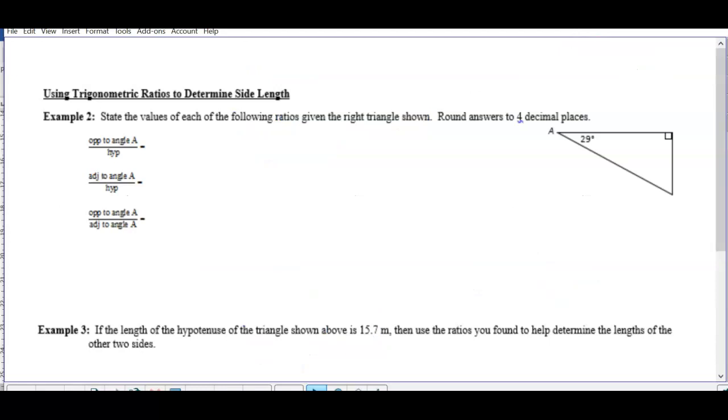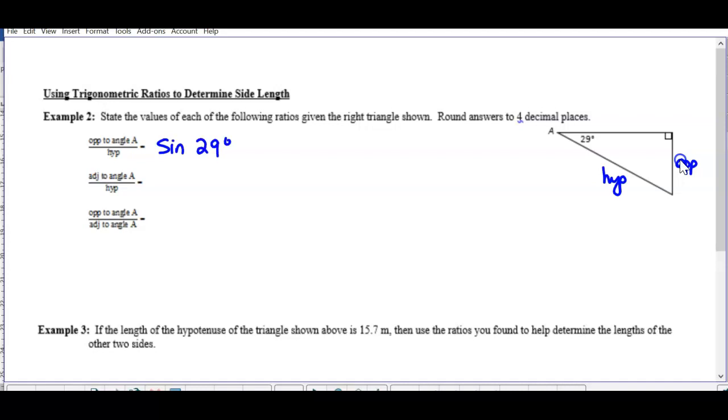And then using trig ratios to determine side length: state the value of each of the following ratios given the right triangle shown. Round answer to 4 decimal places. Here we're just given the angle, 29 degrees. If we're looking for opposite to angle A over hypotenuse, this is opposite and this is hypotenuse. Well, what's opposite over hypotenuse? That's sine. So this is equal to sine of 29.